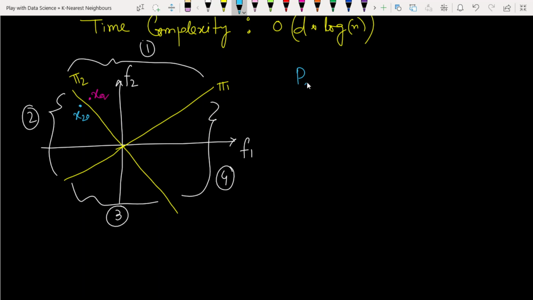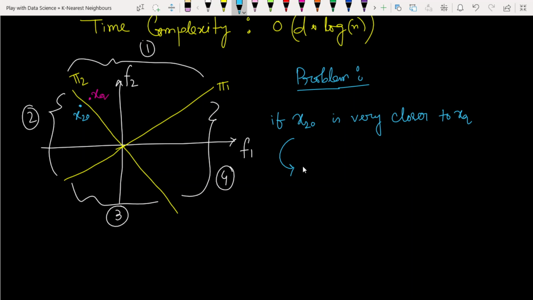So the problem, just write it down: if x20 is very close to xq, in such a scenario we could miss a nearest neighbor point in cosine similarity as our measure. We have simply missed this point.